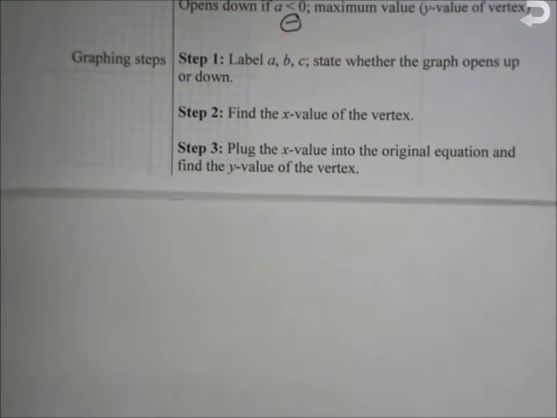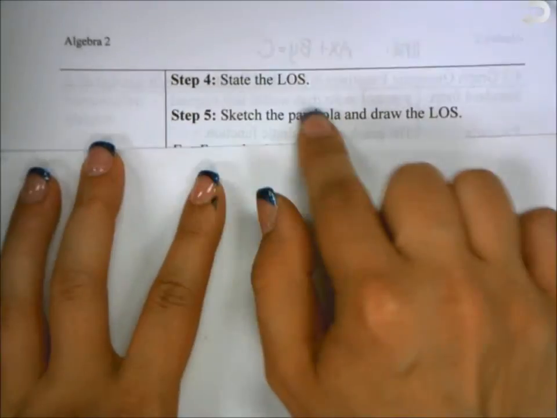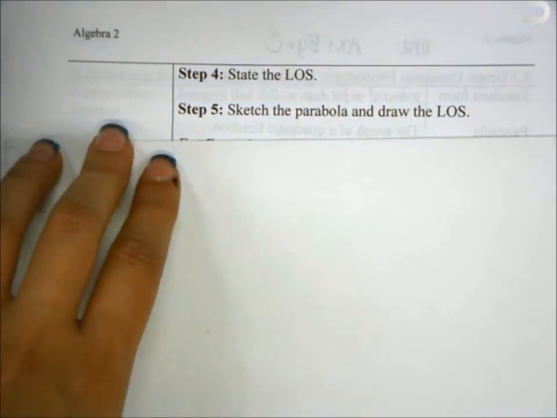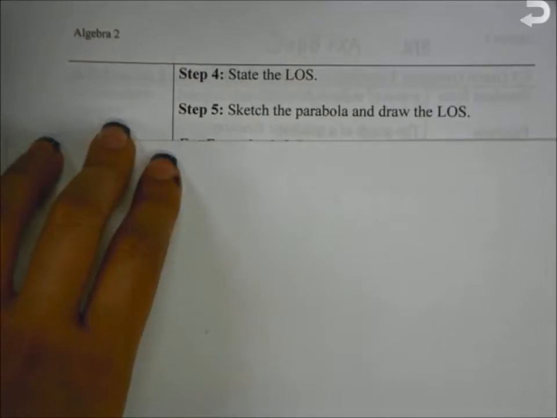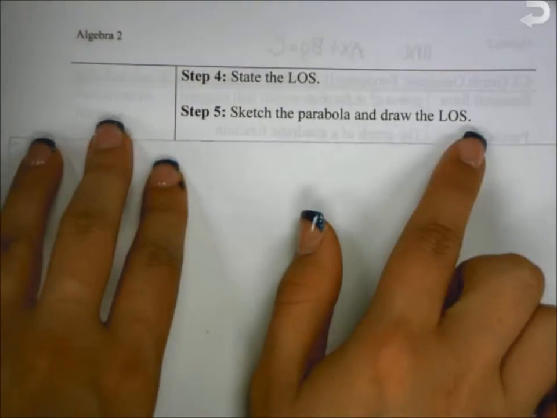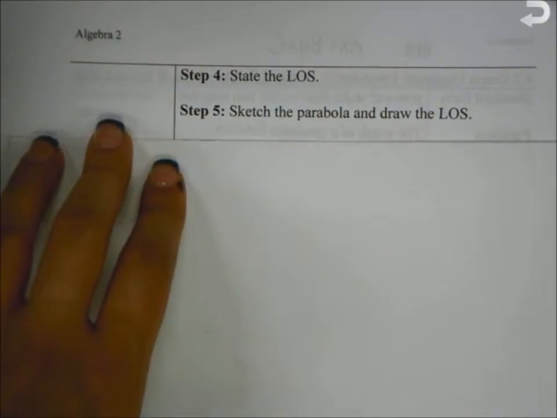A couple more steps. Step 4, you need to state or find the line of symmetry, which is just the x-coordinate of the vertex. And then step 5, you sketch the parabola and draw the line of symmetry. So we're going to sketch the parabola, and we draw the line of symmetry straight through the middle.